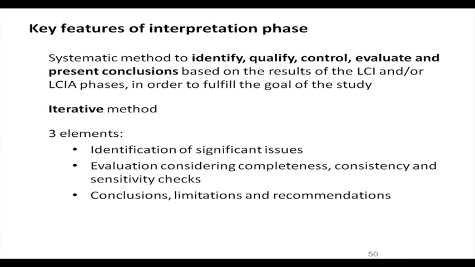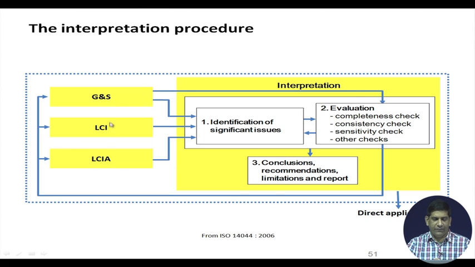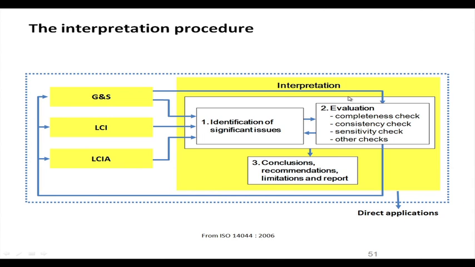So again, this is an iterative method. You look at these 3 elements and you come up with the recommendation. Then, based on what you found, you may want to go back and look at the interpretation again. So in terms of the interpretation procedure, here if you look at these 3, on the left hand side we have the goal and scope, LCI, LCIA. Once we complete these 3 exercises, we go to the interpretation phase, which is on the right hand side. You see the big yellow box, and within that we have certain white boxes.